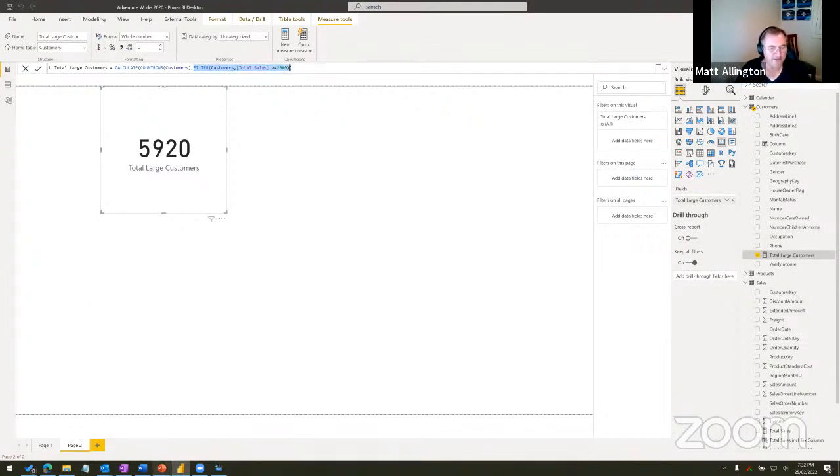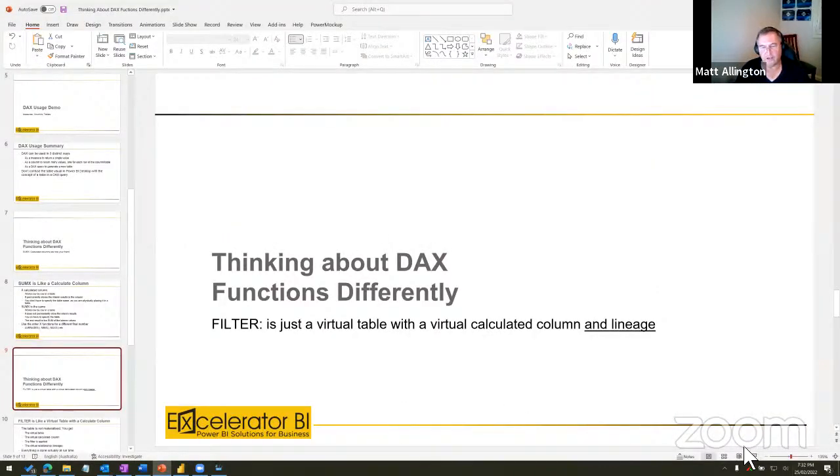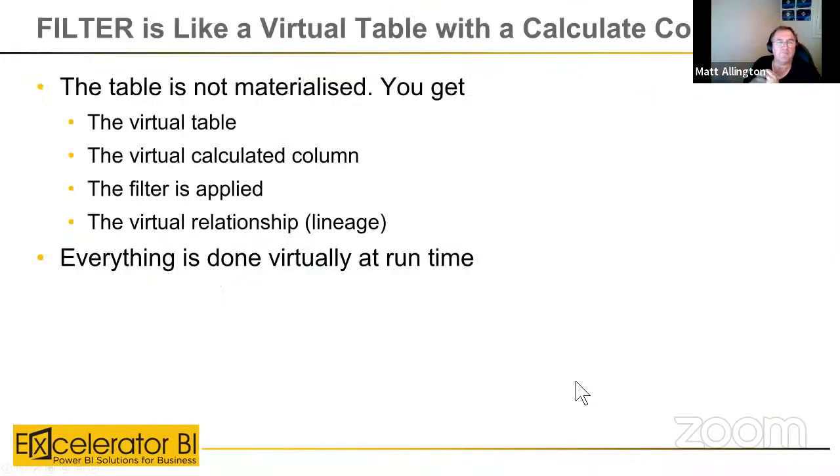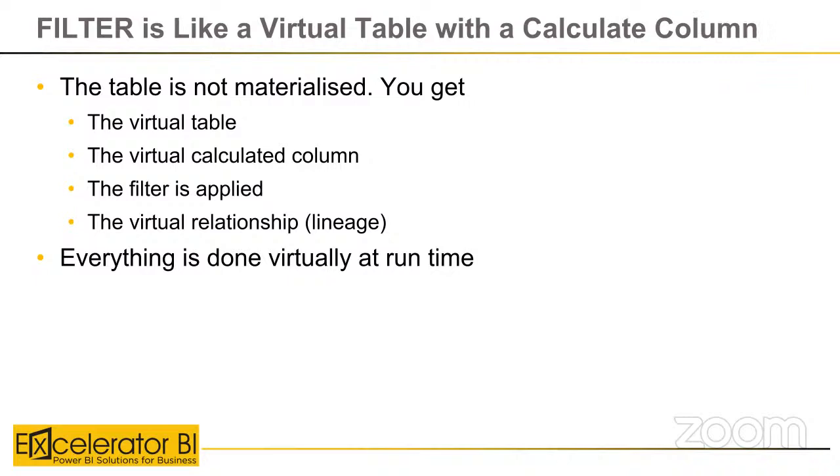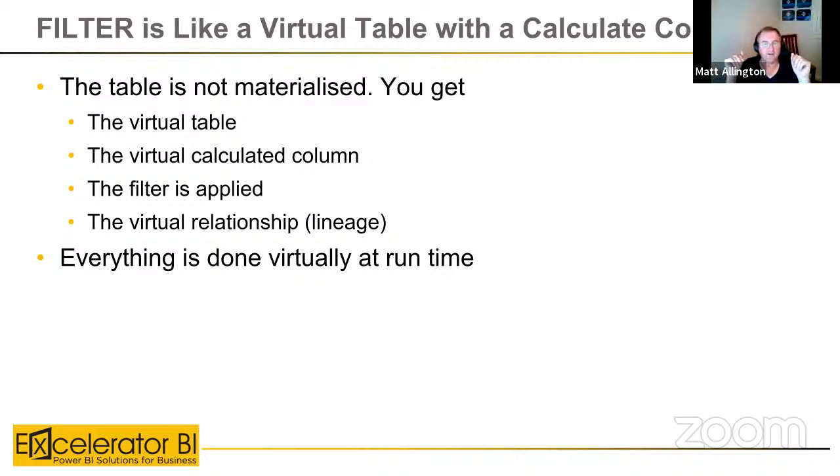All right, so let me just come back and summarize with my slide. The filter function is just like a virtual table with a calculated column. I've demonstrated that as a physical table. It's not materialized, which gives you a lot of power. You get the virtual table, you get the calculated column, you get the filters applied, and you get that concept of lineage without having to physically generate anything at all.